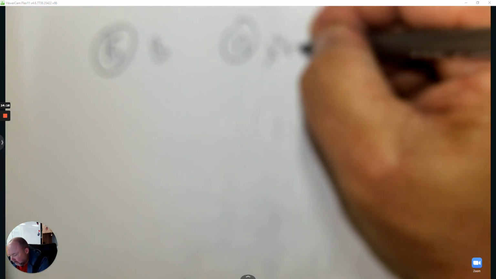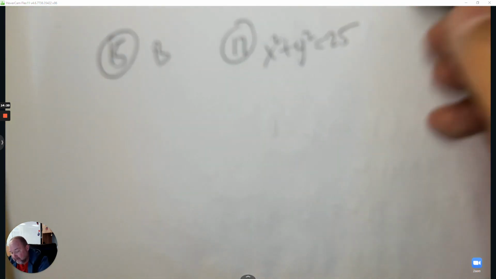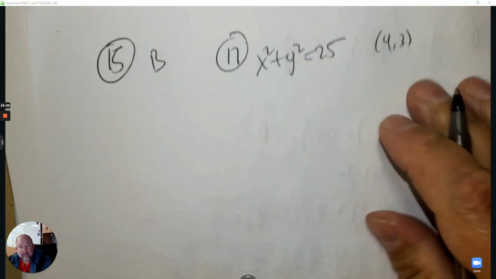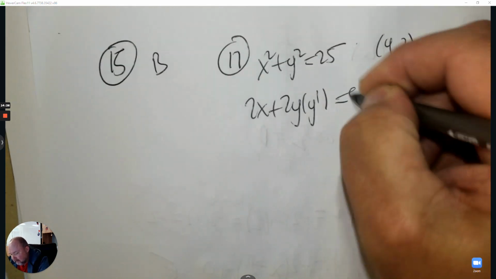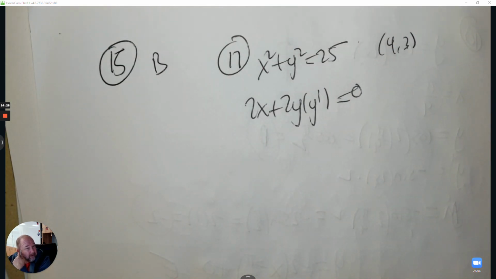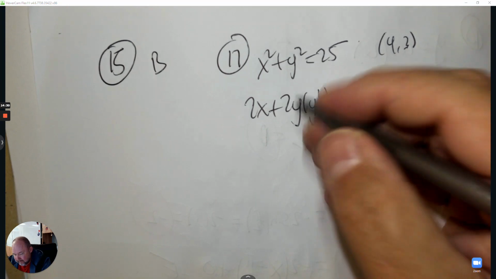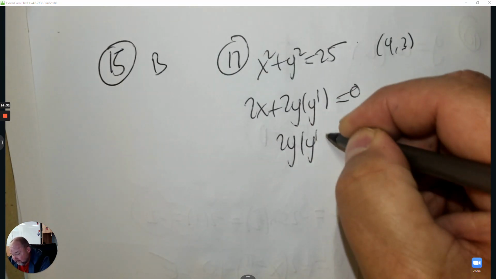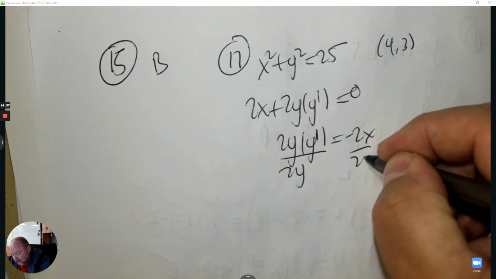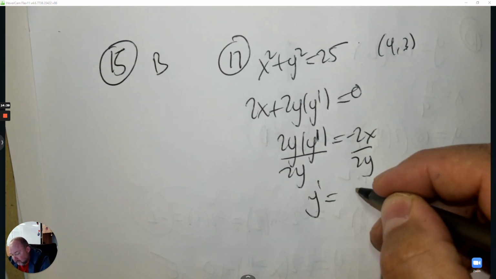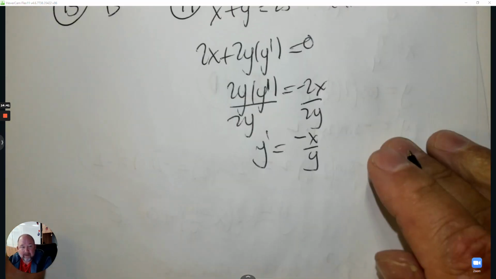17. X squared plus y squared equals 25. It says find the second derivative at (4, 3). So the first derivative, we have to do it implicitly. So it's 2x and 2y, but it needs a y prime. We're going to subtract 2x and divide. So when I simplify it, the first derivative is just negative x over y.